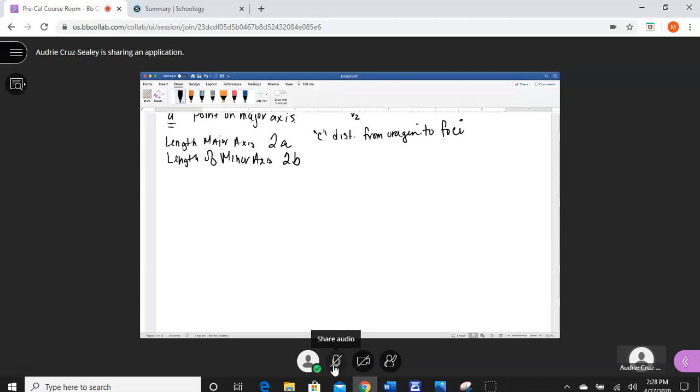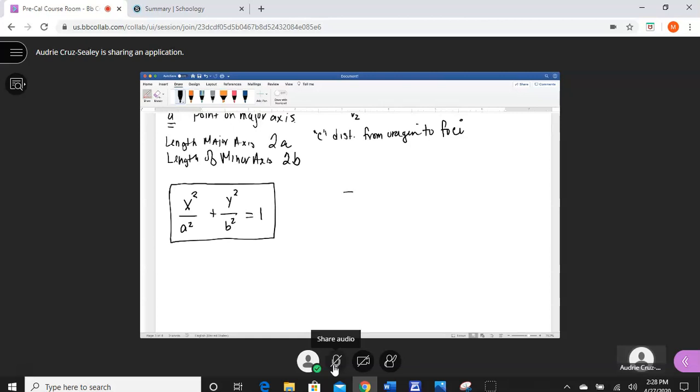example, just to explain the notes a little bit, I want you to look at the top of page 125. It says x squared over a squared, right? Plus y squared over b squared is equal to 1. This right here is the standard form of an ellipse. I can look at this. I don't even need to know anything else.